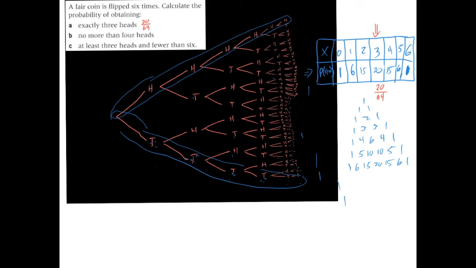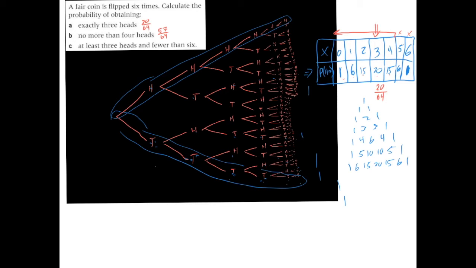What's the probability of no more than 4? So that would be no more than 4. 5 and 6 would be more than 4, so not more than 4. So that would be 4 and less. So that means I need to add up all these. So I've got 30, 57. So 57 out of 64.